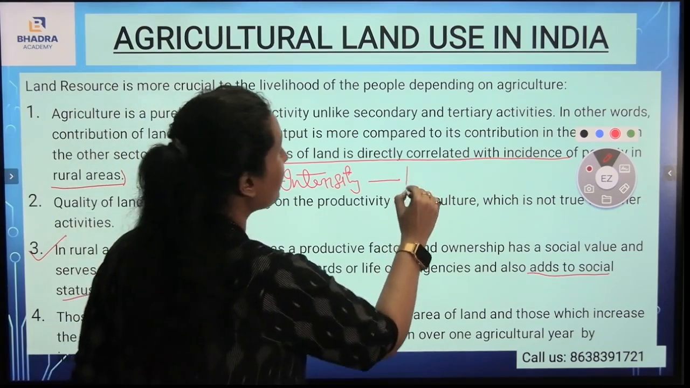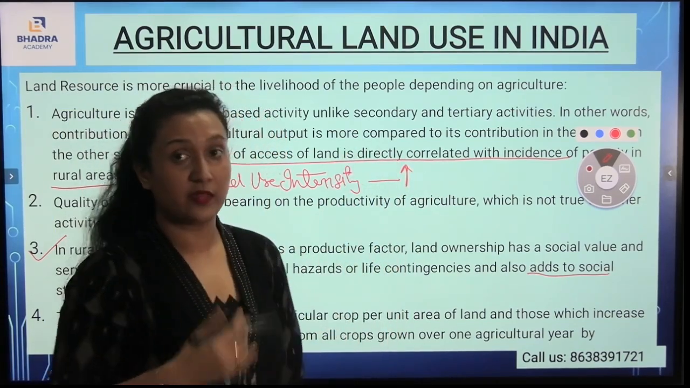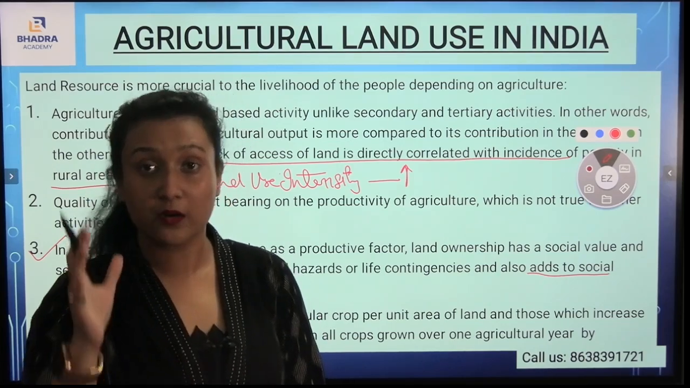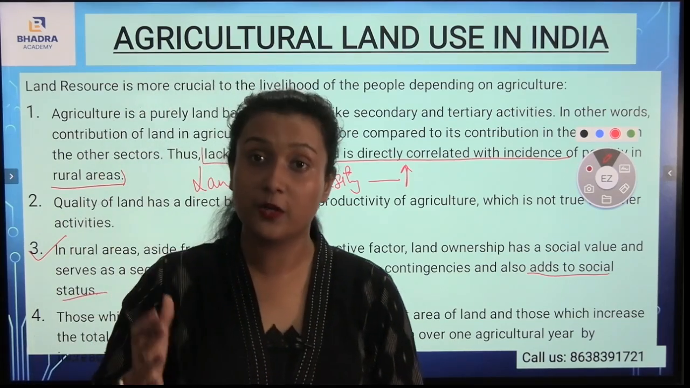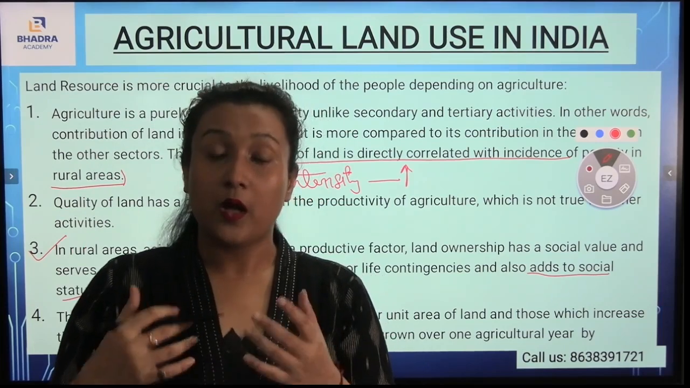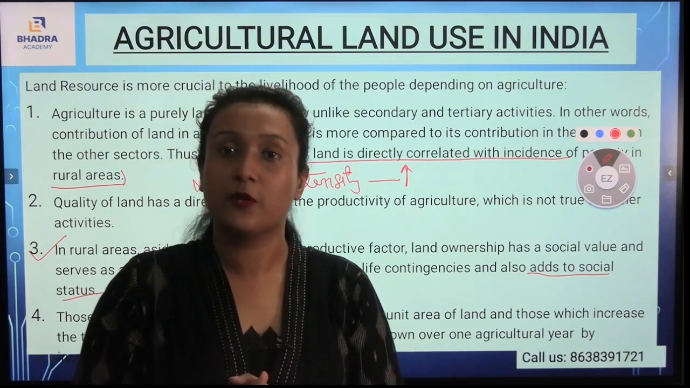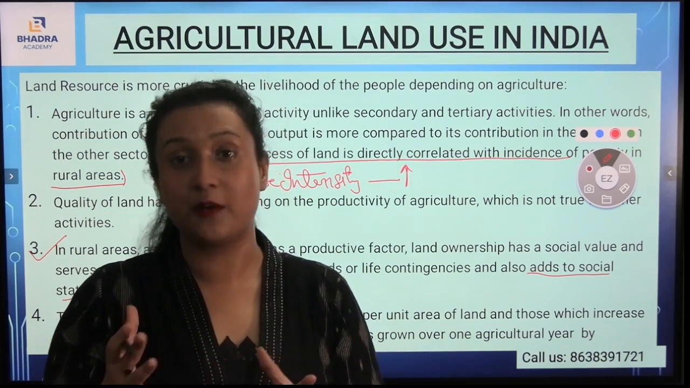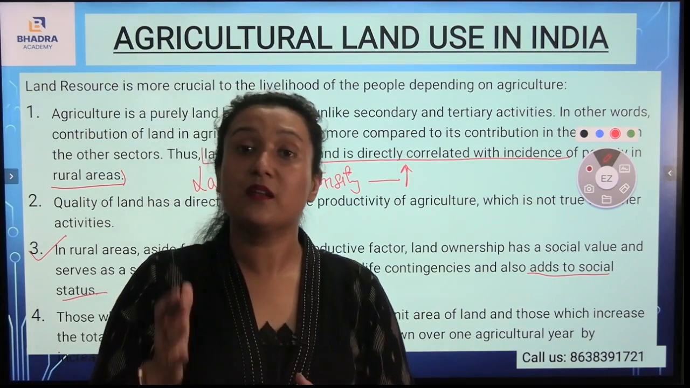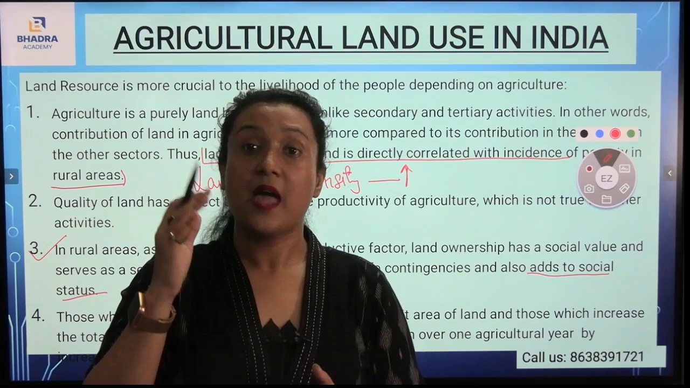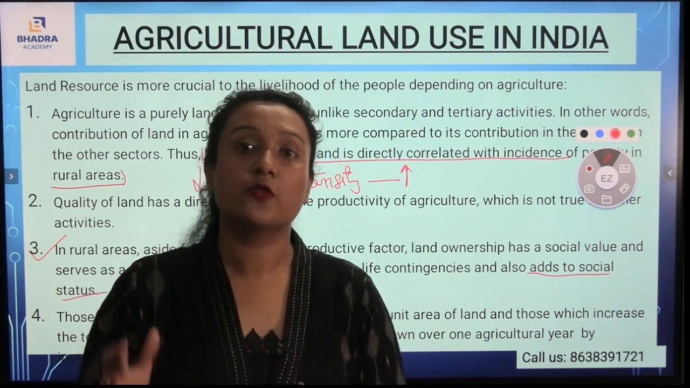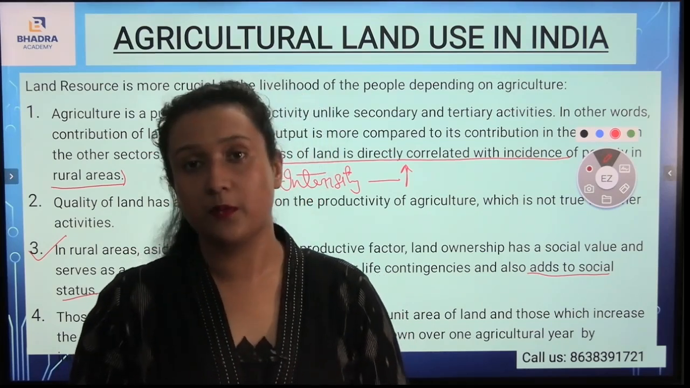Now, how is land use intensity increased? If a specific crop is grown on a particular piece of land, and the output of that particular crop is raised, it is known as the land use intensity. And land use intensity actually contributes to the economic activity of a particular country.